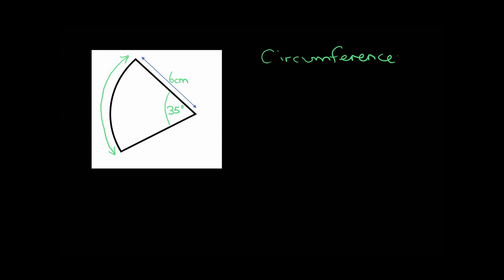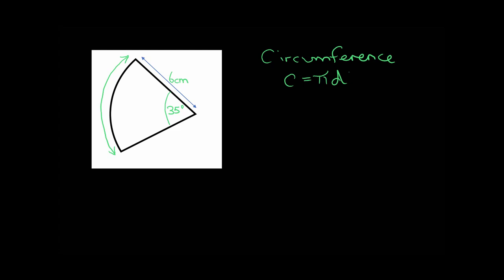How do we find the circumference of a circle? We use the formula pi times the diameter. So because we haven't got a full circle, our first job is going to be working out what fraction of the circle we do have. And we're going to work out that fraction using the angles.